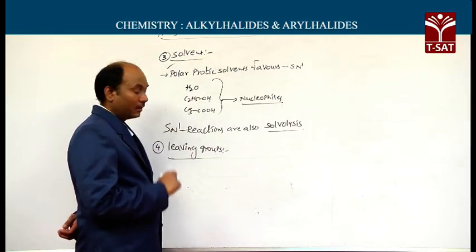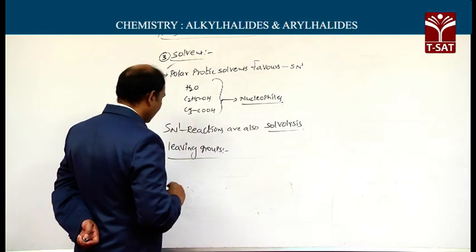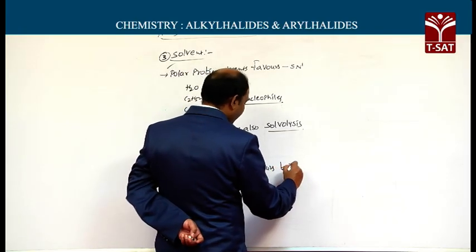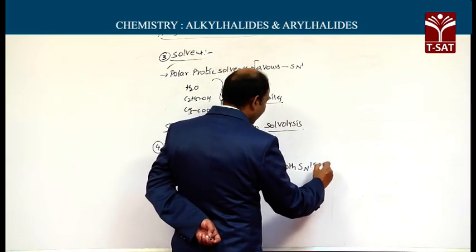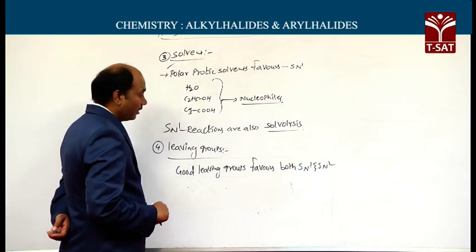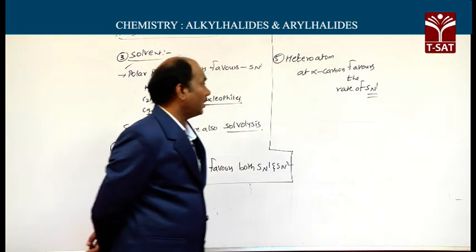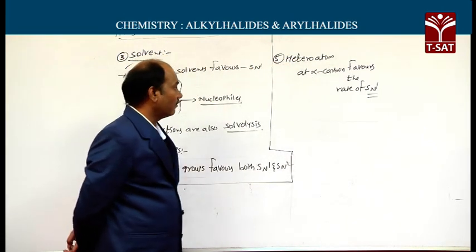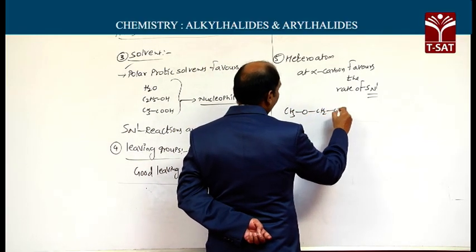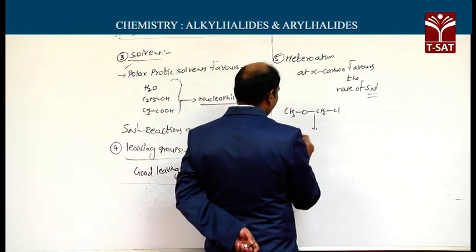Already we have discussed that good leaving groups favor both SN1 and SN2 reactions. Here also, good leaving groups favor both SN1 and SN2 reactions. This is regarding leaving groups. After leaving groups, a heteroatom at the alpha carbon favors the SN1 reaction. For example, if you take CH3OCH2Cl, here if it loses Cl minus, what do we get?